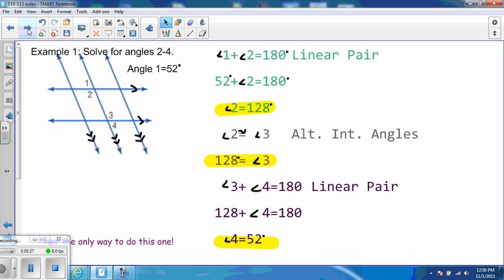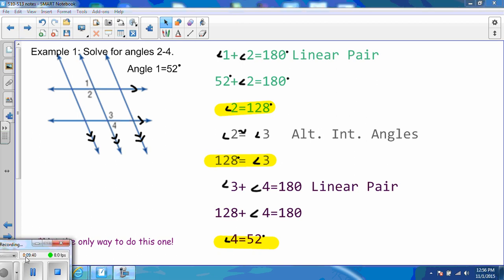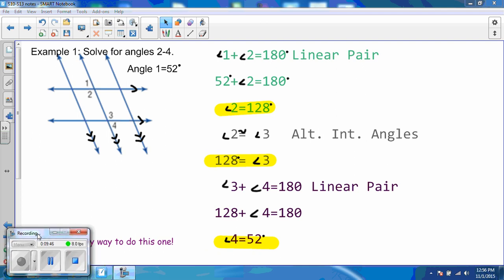So our first example, we have to solve for angles 2 through 4, knowing that angle 1 equals 52 degrees. So I wrote out just one way to do it. Notice that there is not only one right way to do this. This is just the way that I chose to do it.